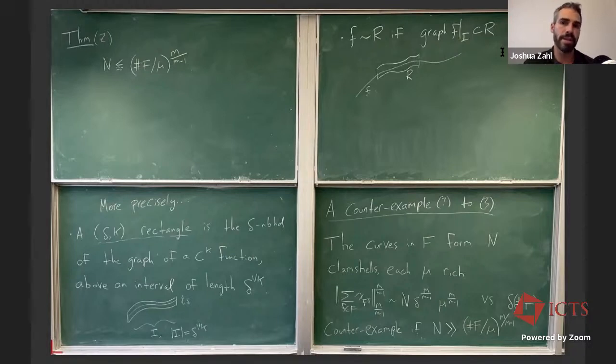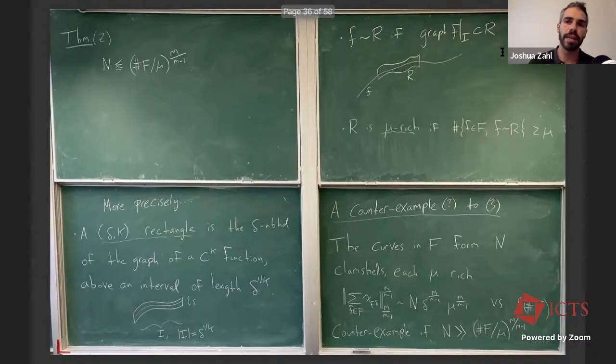So r is a rectangle above some interval I. And if I take the graph of f and I restrict it to I, then if that graph is contained in R, then I say that f is tangent to R. So I've drawn a picture there where I have a rectangle R and this function f, I've drawn its graph. And if the graph, when I restrict to I, is contained in R, then I say you're tangent, otherwise you are not tangent.